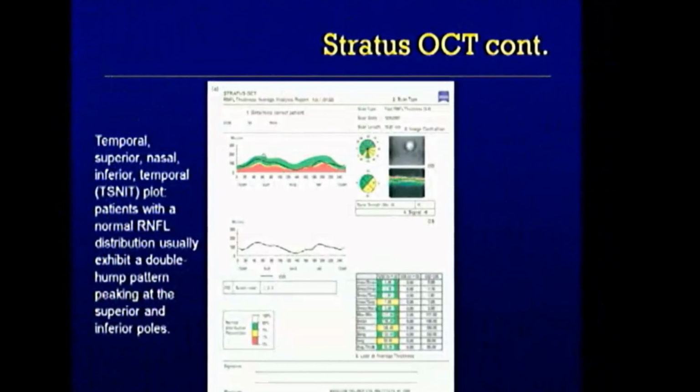So this is the T-SNIT profile, and what the green and red indicate here is the normative database. So the green values are the normal values compared to the normative database. The red is abnormal, and we can see the scan for this patient falls in the abnormal region, nasally, and is normal everywhere else. And 3 scans have been used to generate this image.